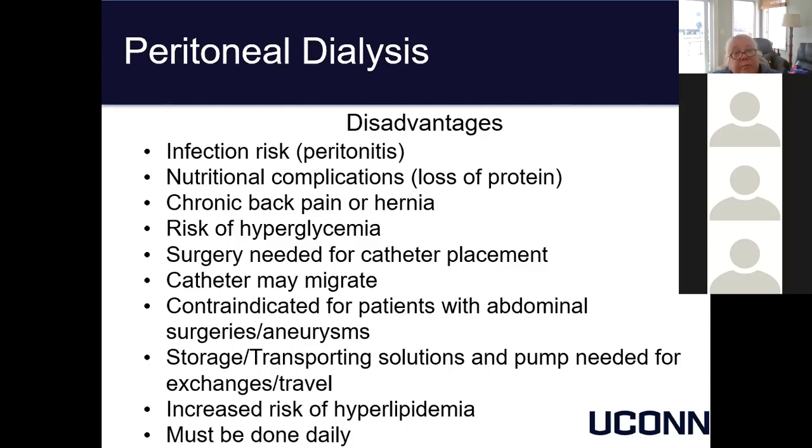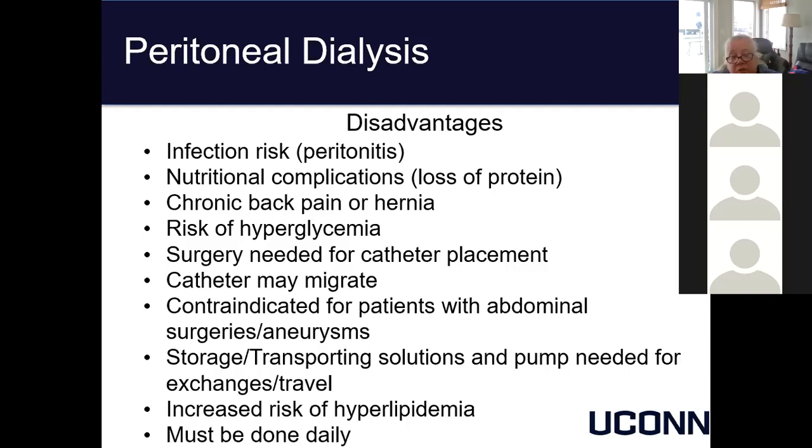There's obviously a risk for peritonitis, and if you end up with peritonitis, that's not a small problem. You do end up with increased losses of protein compared to hemodialysis. Some patients complain of chronic back pain with peritoneal dialysis. It is harder to manage your blood sugars with peritoneal dialysis, so that is obviously a concern. Adjustments can be made in basal rates and your coverages, but again, there are greater risks for hyperglycemia.